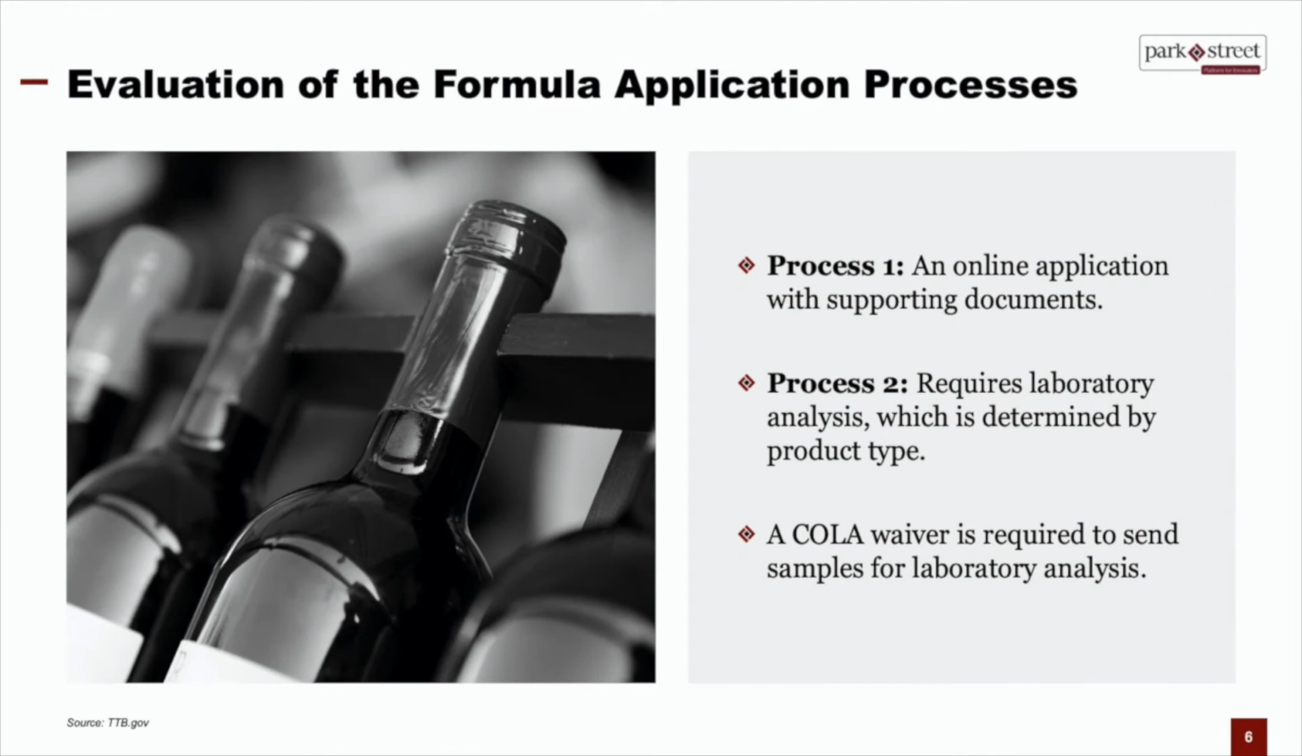Next, let's evaluate the formula application process. The formula application process is divided into two processes. One is a standard online application in which supporting documentation will be uploaded for further review by the TTB. The secondary type is an online application with a sample that is sent to the TTB for laboratory analysis. Laboratory analysis is determined by product type and, in some instances, by ingredient. An example of this would be products that contain absinthe or wormwood.